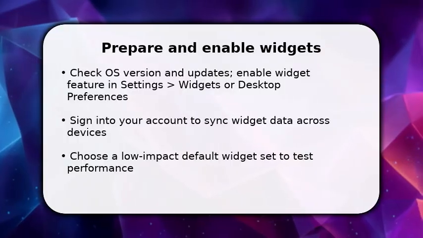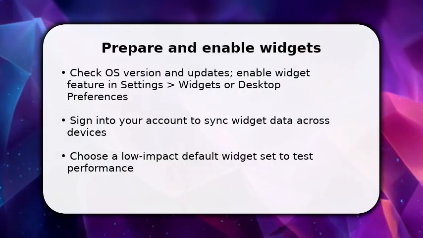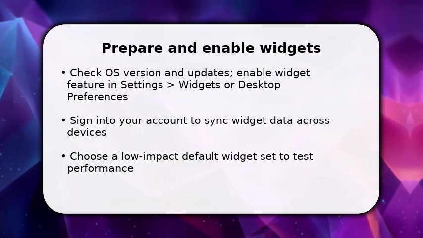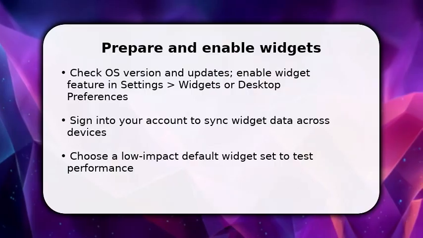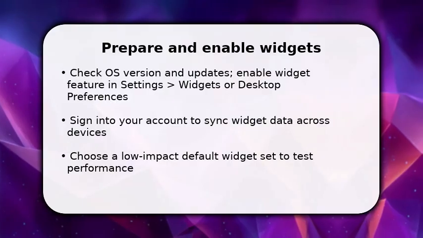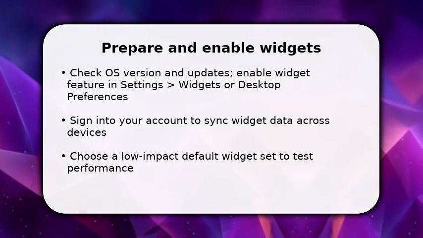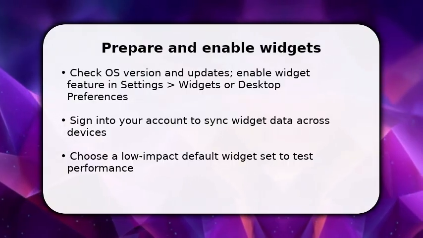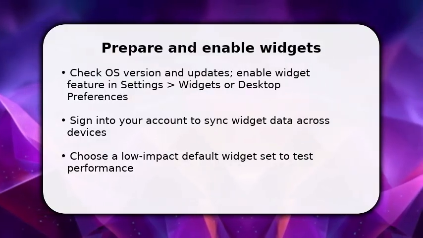You start by enabling the widget system and confirming your OS is up to date. This avoids compatibility surprises. Once done, sign into the account that holds your widget preferences so settings and data sync. Next, pick a small set of widgets to test CPU and battery impact. That tells you whether to proceed with more. Make sure to note which widget processes appear in Task Manager so you can stop one if it misbehaves.